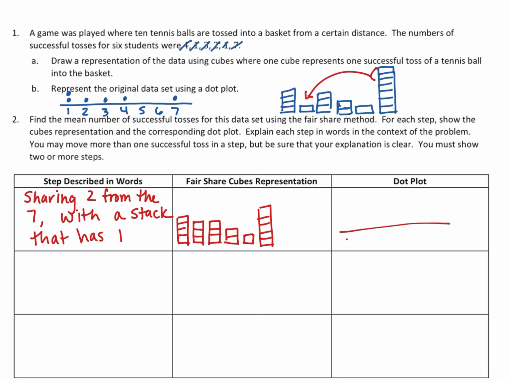So the dot plot, there's one that has 1, one that has 2, 2 that have 3, 1 with 4, and 1 with 5.